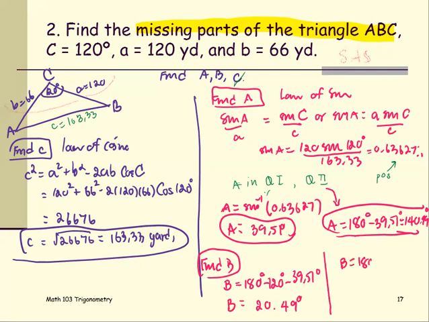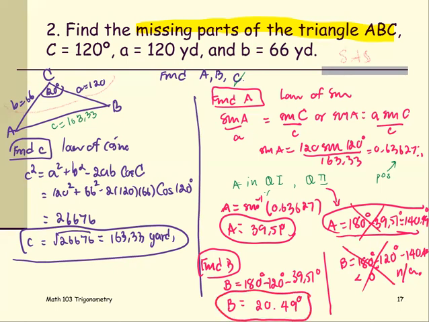Then the second part, we do the same way. So B is 180 degrees minus 120 degrees from angle C, and subtracted by 140.49 degrees, which is a negative number. So in this case, B is less than 0 degrees. That is not applicable. Therefore, we discard the second one. Then we get the solution, so I'm going to summarize it. The side C is 163.33 yards, angle A is 39.51 degrees, and angle B is 20.49 degrees.